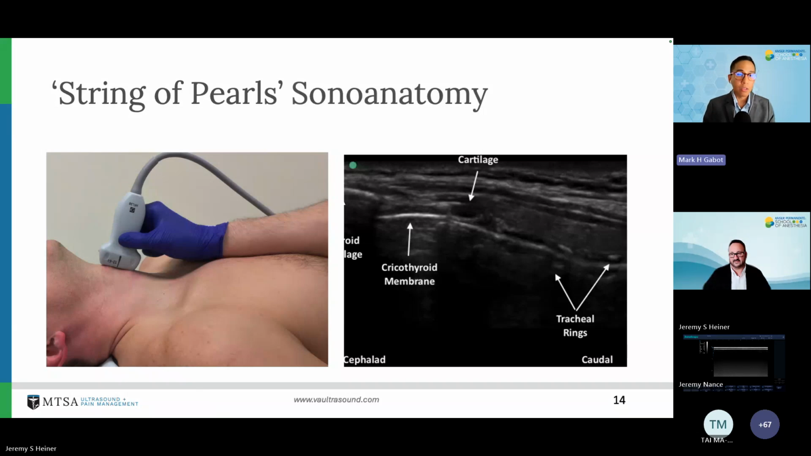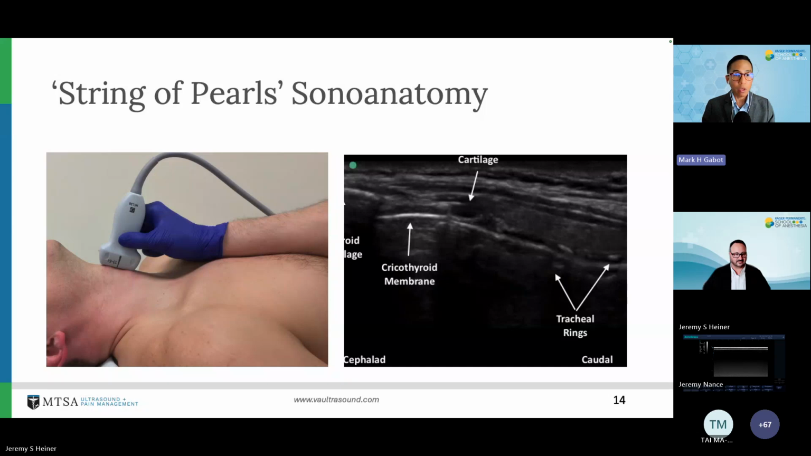So this image on the right demonstrates the sonographic appearance of the string of pearls technique. On the right side, again, are the tracheal rings, which are visible caudally towards the patient's feet. And as we move cephalad, we encounter the larger cricoid cartilage. Between the thyroid and cricoid cartilage, again, is the bright hyperechoic thyroid membrane.